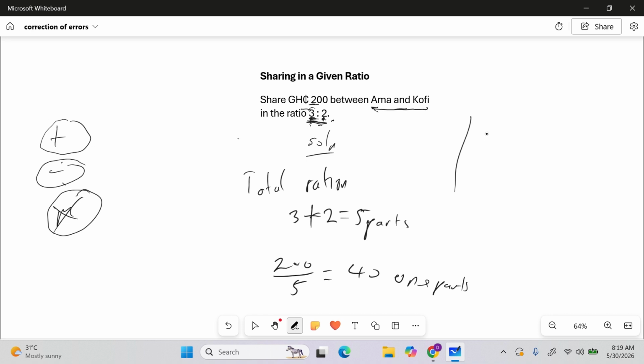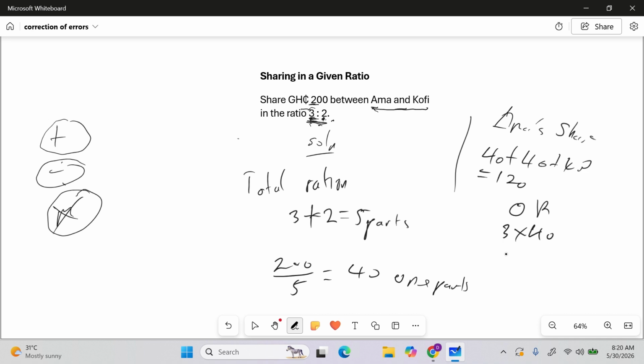So let me find Ama's share. Ama's share is going to be 40 cedis plus 40 cedis plus 40 cedis, which is going to give us 120 cedis. Or we have another way of solving it. It's simply 3 times 40 cedis, and then we get the same amount. We get 120 Ghana cedis.